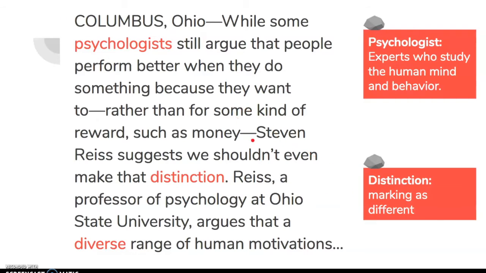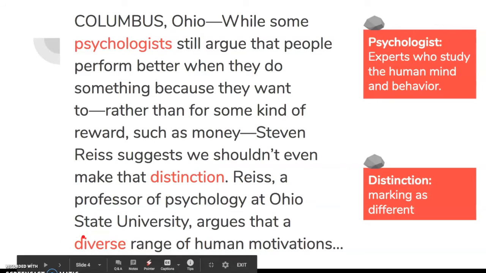So, Stephen Rice is saying that we shouldn't even be marking these two types of motivation as different. Remember, the first type of motivation is doing something because you want to. And the second type of motivation is doing something for a reward, like money. And Rice is saying those two should not even be separate. He thinks they're more the same thing. We'll talk about that more later.